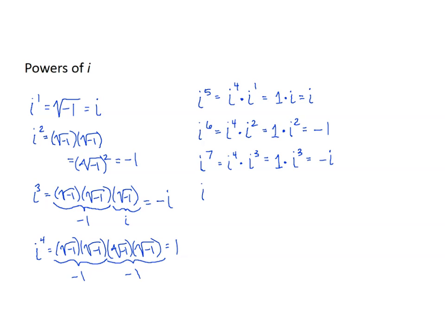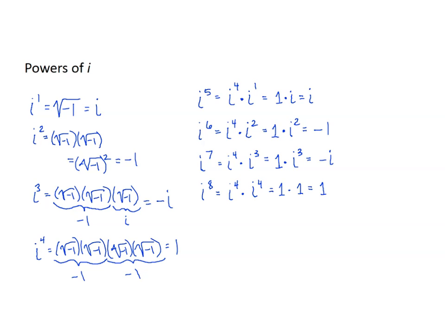And then i to the eighth. I to the eighth is i to the fourth times i to the fourth. And i to the fourth is 1. So that's 1 times 1, which is just 1. So what we end up seeing is this repeated pattern. And I'm going to do the next 4, but I'm not going to write them all out.